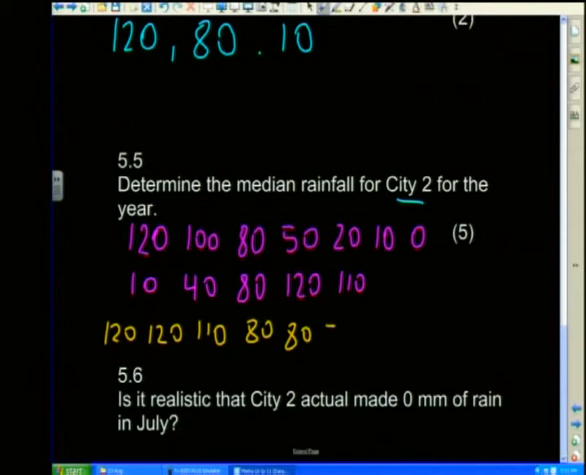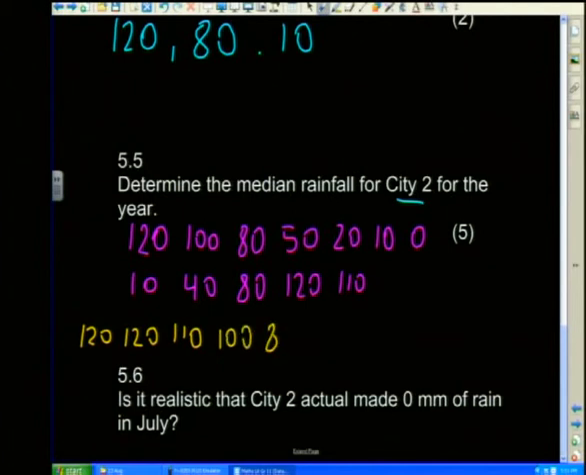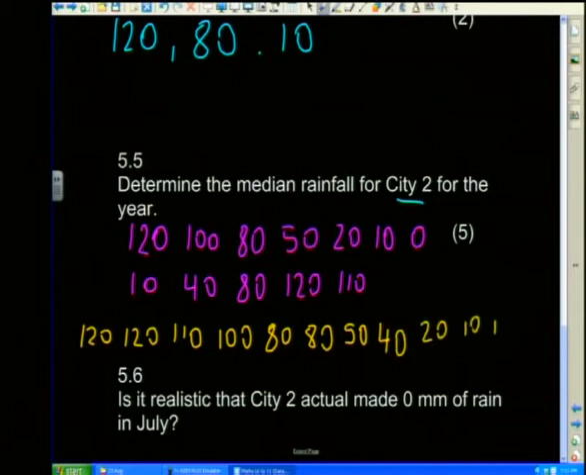I've got 100. Let's move our 80s. No, it's not going to move my 80s across. Okay, I've got 100, 80, 80, and carry on. 80, 80, then I had 50, 40, 20, 10, 10, and 0.